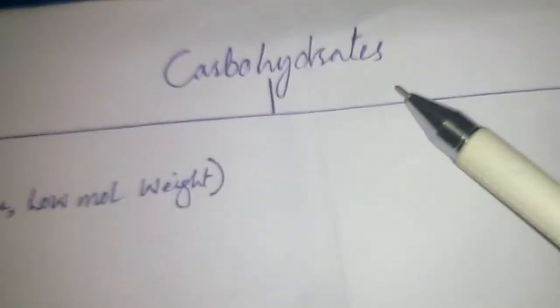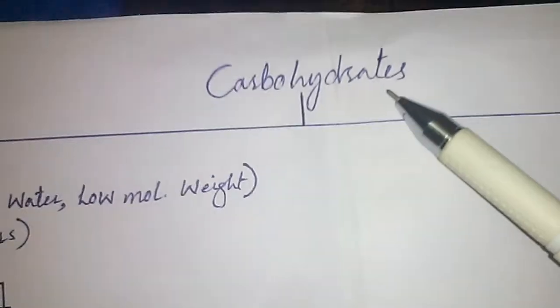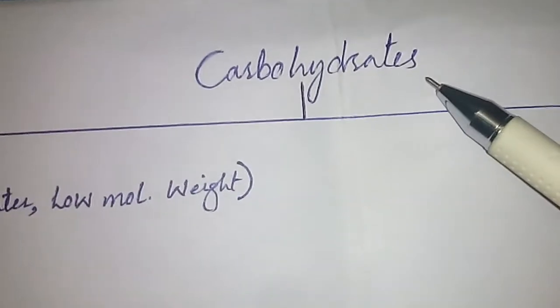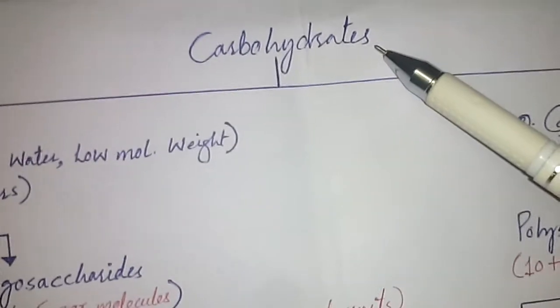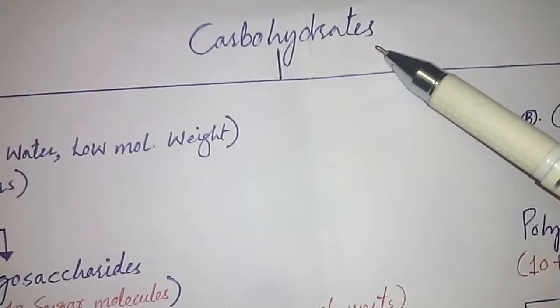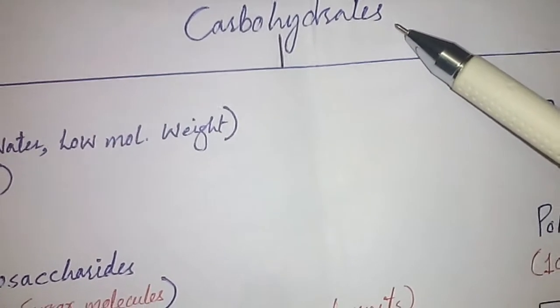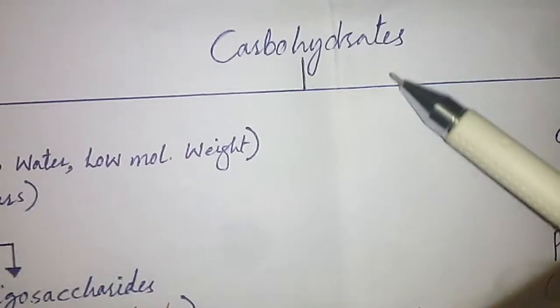Hello friends, here I am with one more lecture on the topic carbohydrates. In the earlier lecture, I gave you the detail of nutrients. So carbohydrates are one of the types of major macronutrients which give us instant or quick energy. Actually, it's a biological molecule which consists of carbon, hydrogen and oxygen atoms.